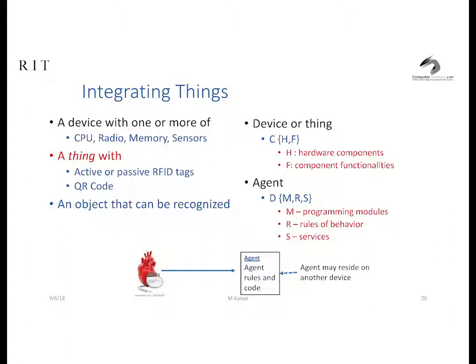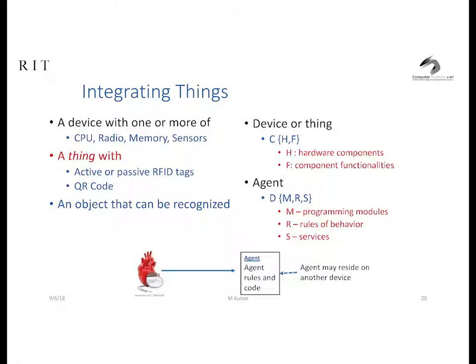So I can represent every device by two entities. One of them is the hardware component, and the other is the software component. So the hardware basically is represented by a tuple H, F. H represents what are the hardware components in that device, and F represents what are the functionalities.